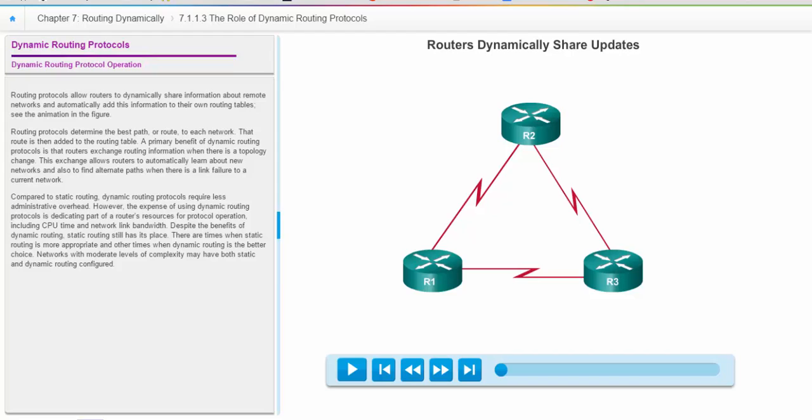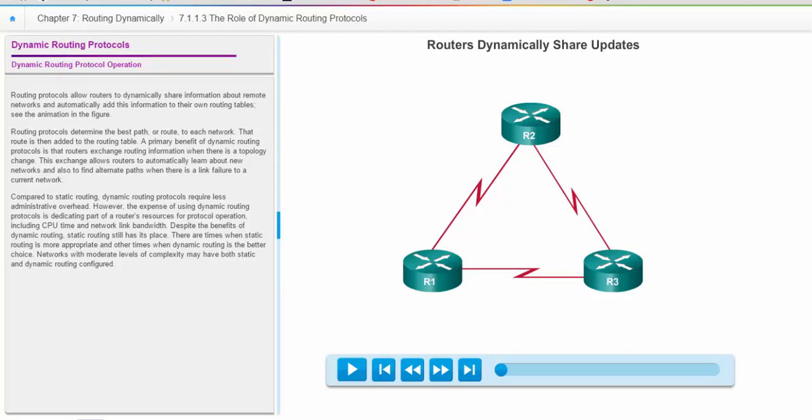Compared to the static routing that we've done in the past, our dynamic routing protocols require less administrative overhead because we're not having to sit there and key in our static routes. The routers themselves are building our tables. However, the expense of using dynamic routing protocols is dedicating part of a router's resources for protocol operations, including CPU time and network link bandwidth. So if you're using more of your router's resources for that, then you're also slowing down your network to some extent, but typically you're not going to notice this.